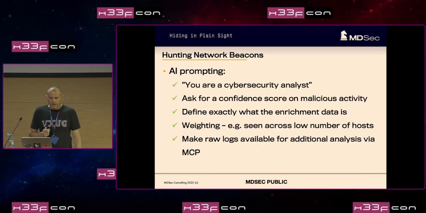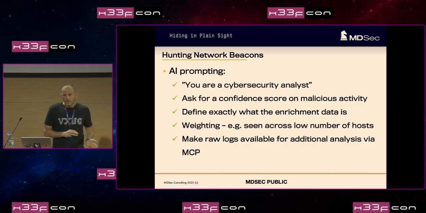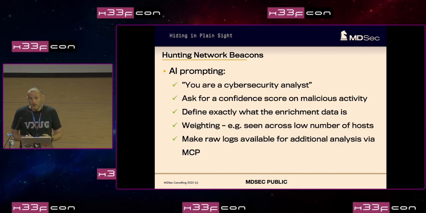For the AI prompting, I basically just said to it, you're a cybersecurity analyst. I gave it the data, and then I asked it for a confidence score. I said, look at this data, look at this enrichment, and how confident are you that this is malicious beaconing? I did find that it worked better when I explicitly defined what the enrichment data was, the things that I was giving it, so it could understand it better. Then I also gave it a bit of a steer and told it to weight things slightly differently. So I said, if, for example, these requests are only occurring on one host, then that's probably more suspicious. But if you're seeing those requests on every host on the network, it's less suspicious.